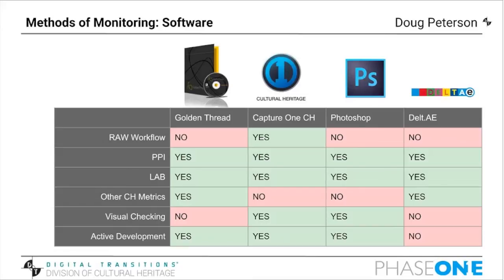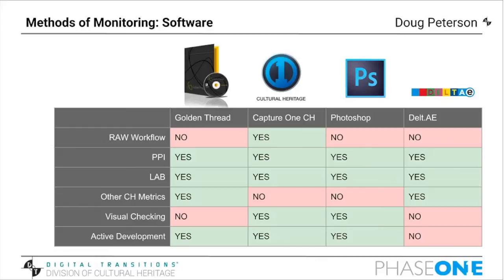On the other side of the coin, though, both Capture One Cultural Heritage and Photoshop do allow you to really do robust visual checking. That is, they've got really great systems to navigate into and out of the image and between images, allow you to zoom into the image, and allow you to overlay an idealized chart. And while Golden Thread and Delt.ae have some rudimentary visual checking capacities, they're definitely software that's geared for numeric and computer-driven analysis rather than human visual analysis. So those are pros and cons there.